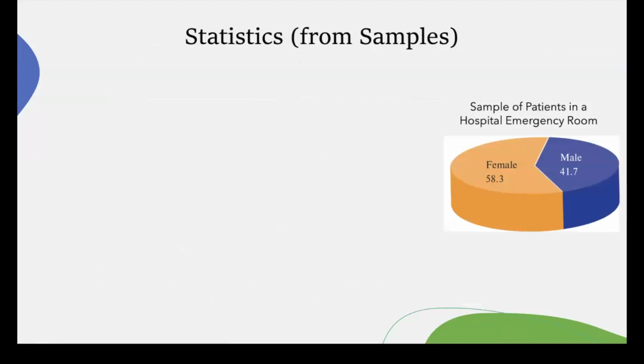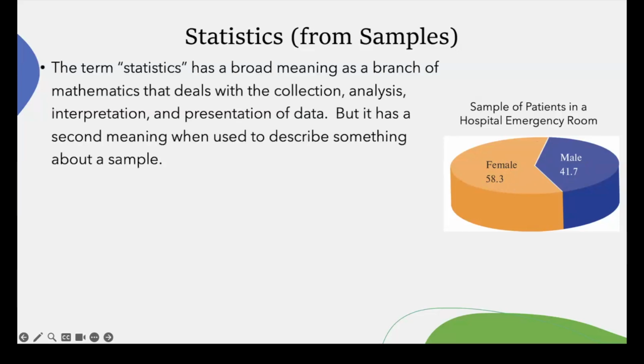Okay, statistics from samples. Let's look at this pie chart again. Sample of patients in a hospital emergency room, 58.3% versus 41.7%. The term statistics has a broad meaning as a branch of mathematics that deals with the collection, analysis, interpretation, and presentation of data. And that's the course you're taking, statistics. But it also has a second meaning, a smaller, more precise meaning that's used to describe something about a sample.